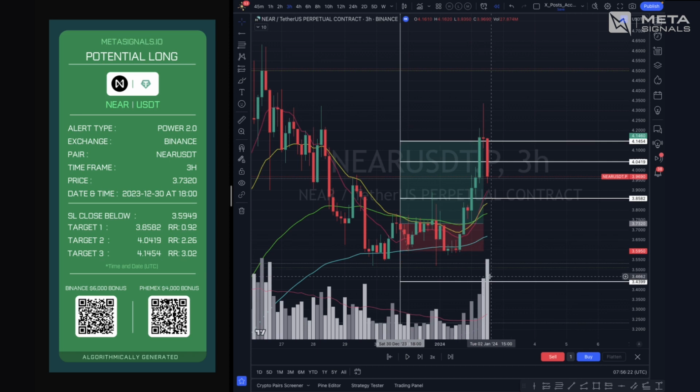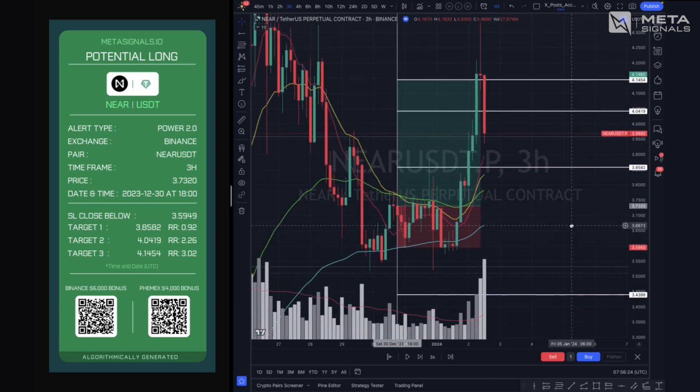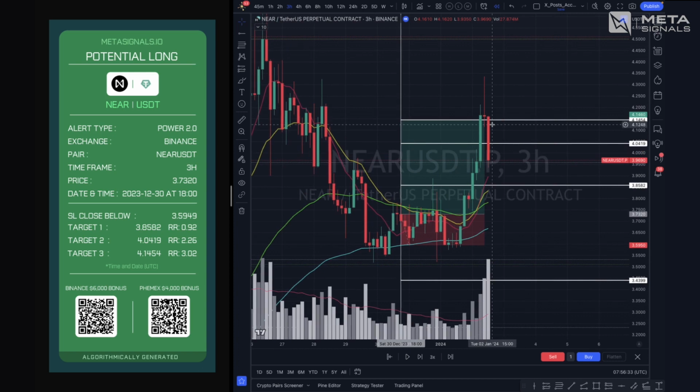So it came down, tested this area, and took off. If you're using the close below logic, well, good for you, because it didn't close below and you were able to stay in the trade and ultimately go up and take out TP3 for an RR of 3.02. If you had aped in immediately, which a lot of people seem to want to do, even though we again and again encourage you to look for your better entry, but if you had just aped in with the close below logic, you would have survived, but it wasn't necessary to cut it this close.